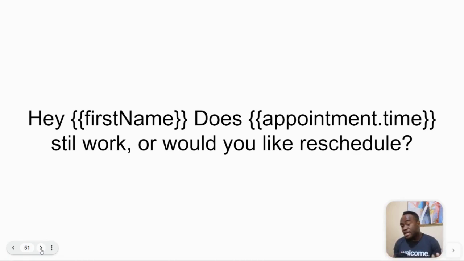Same thing again, we're doing a takeaway. Listen, you will be amazed by what your show ratio and show numbers are, because people have to reconfirm again, since there's a chance that they might lose that appointment. Because you just told them, "Hey, first name, does appointment time still work for you, or would you like to reschedule?" Instantly, they go, "Oh, actually, it does still work for me. I absolutely will still be there." That's the reason why you send this text message.